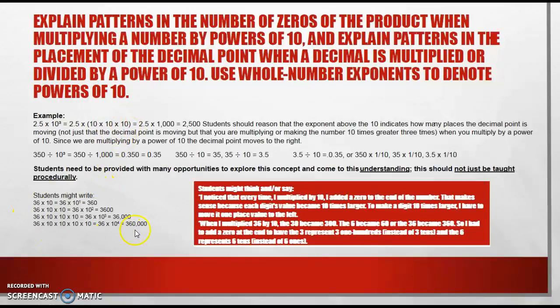Here's another example of a pattern that the students might see throughout the week, and just a little overview of what a student might say of what they learned by looking at the pattern.